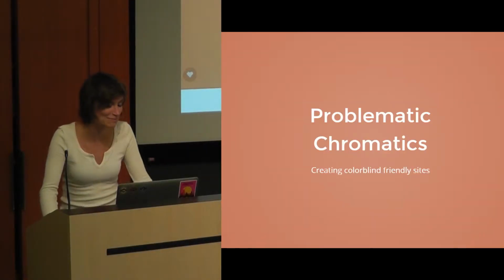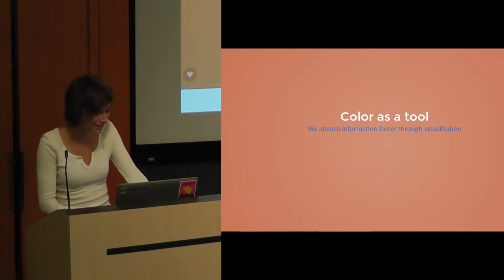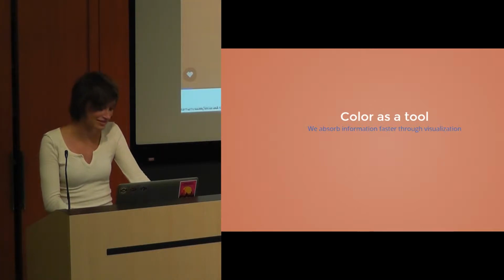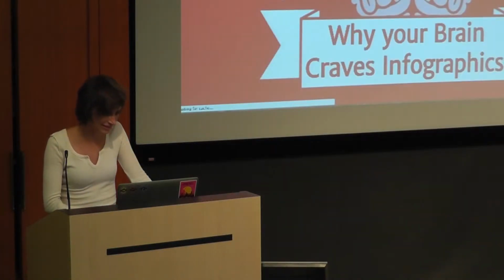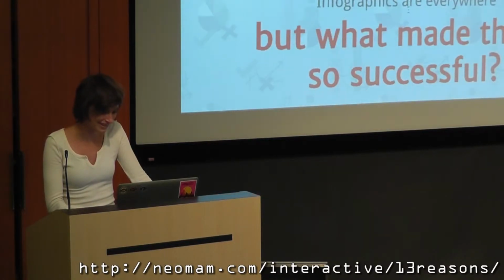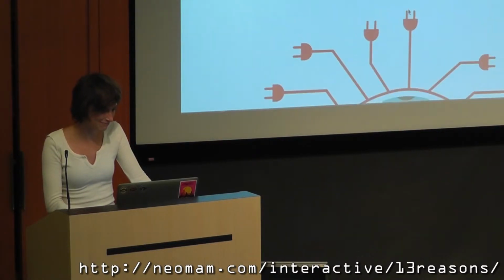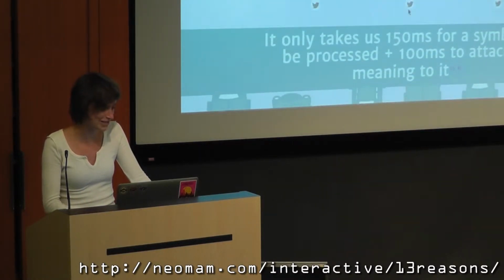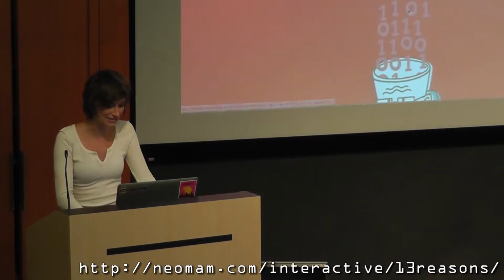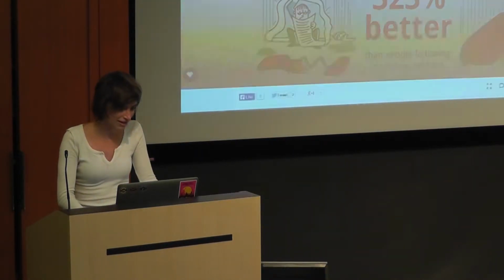So today, talking about problematic chromatics, or how to make your sites colorblind friendly. We use color as a tool a lot for visualizations. I found this neat little interactive about why visualizations are so important. I was floating around on the internet a little while back. Basically, we just absorb visual information a lot faster than we absorb text information. And a lot of that has to do with colors and how we display colors.